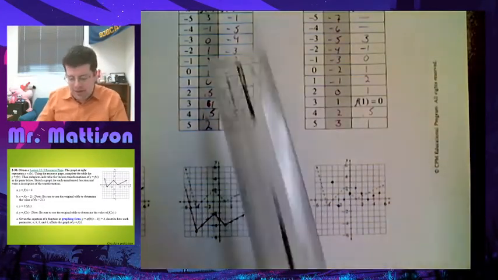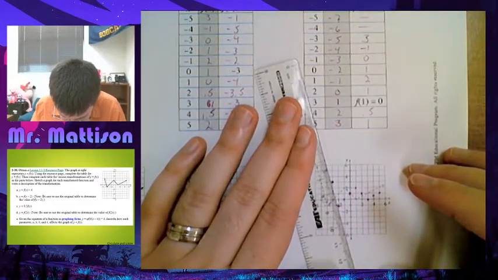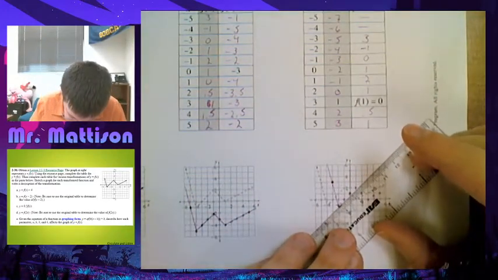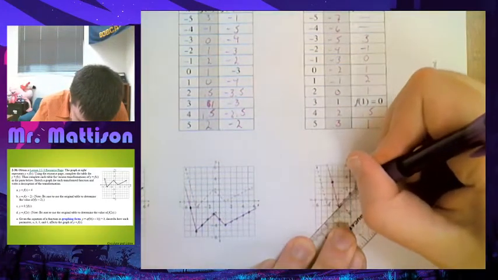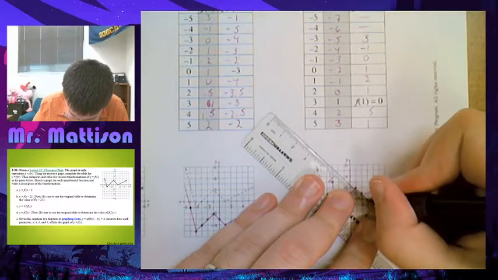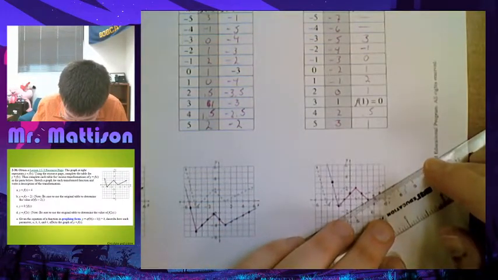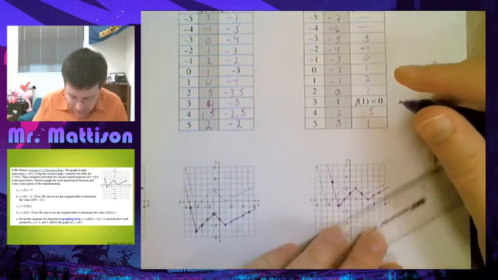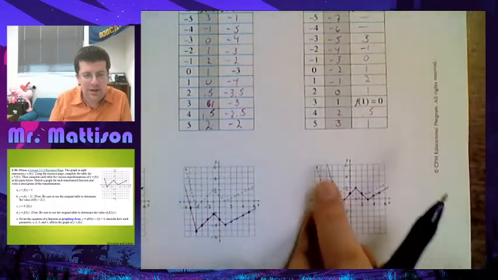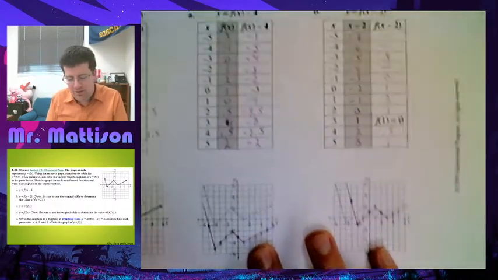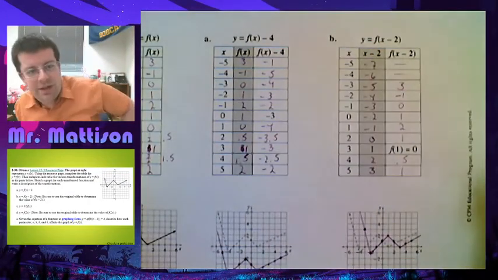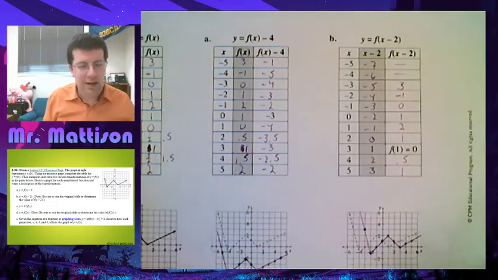So if we go ahead and plot those, hopefully it'll be a little easy for us to see what that shift is on this particular graph. So on this one, it's the exact same graph, but it got shifted to the right 2, right? Every point is right 2 from where it was because it's x minus 2. So there's my vertical and my horizontal shifts kind of demonstrated here graphically and on the table.